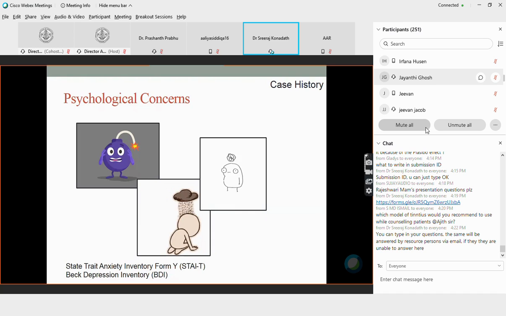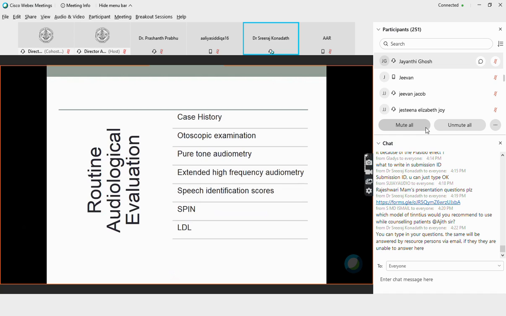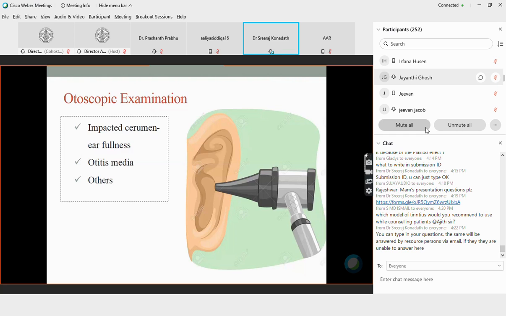If an individual is having associated anxiety or depression, those individuals are going to be difficult to manage, and it requires a psychological form of management along with medical and audiological management. And that is about the case history. Let's see the rest of the aspects.